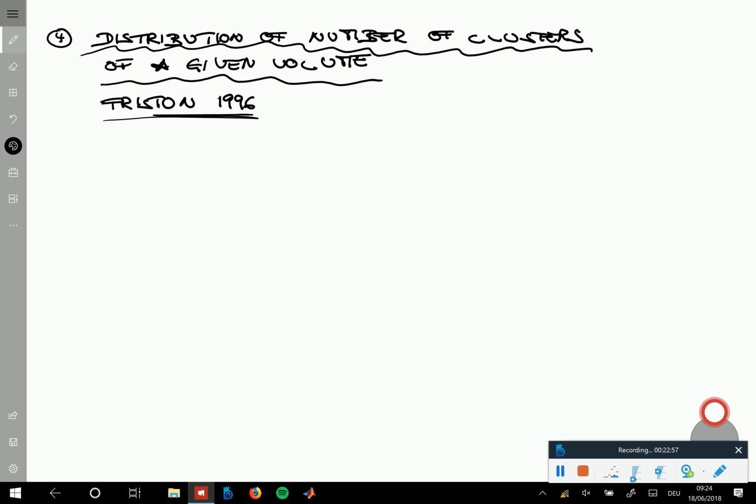So for the set level p-values, the corrected and uncorrected one, for the cluster level p-values, corrected and uncorrected, and for the peak level corrected and uncorrected p-values. And this general expression is based on the distribution of the number of clusters of a given volume, or of a volume larger than a constant.